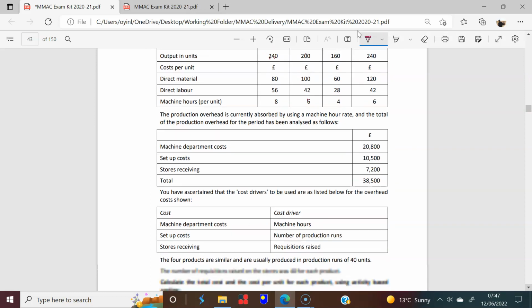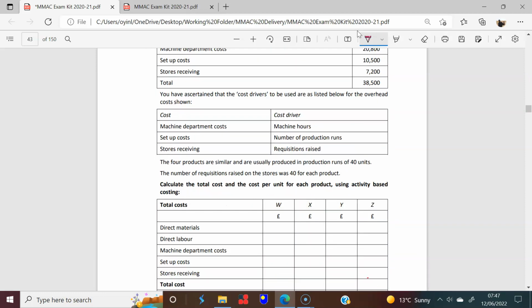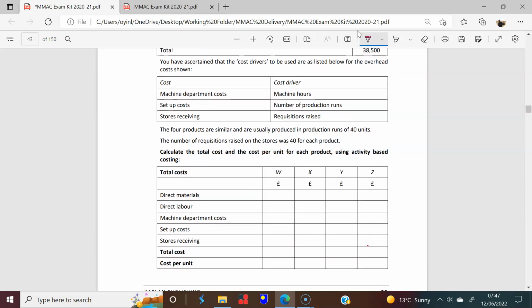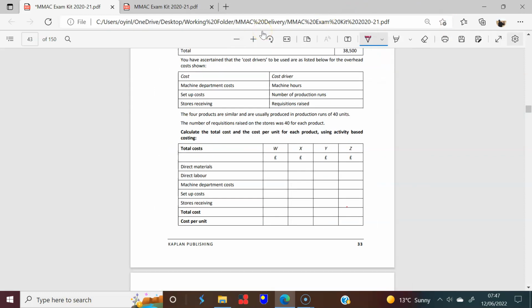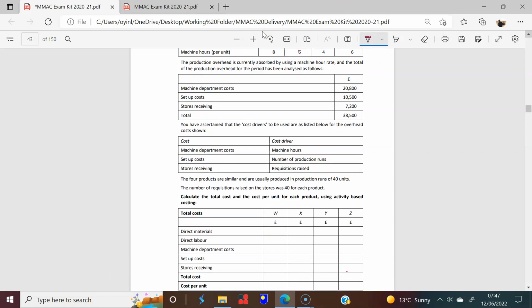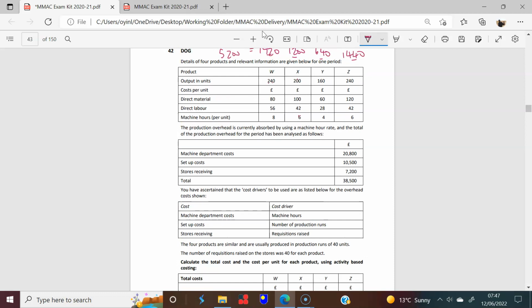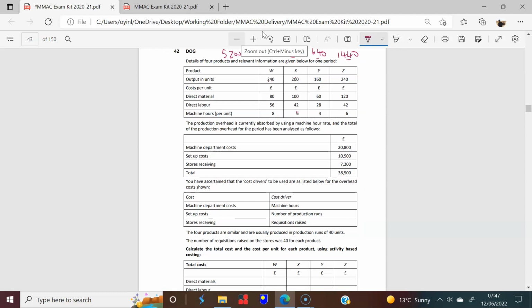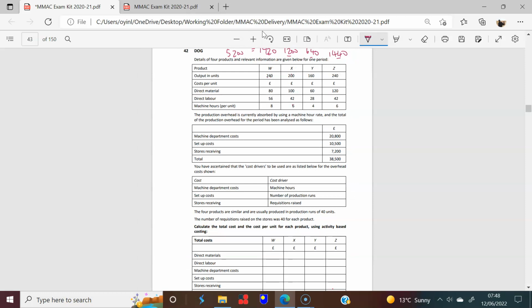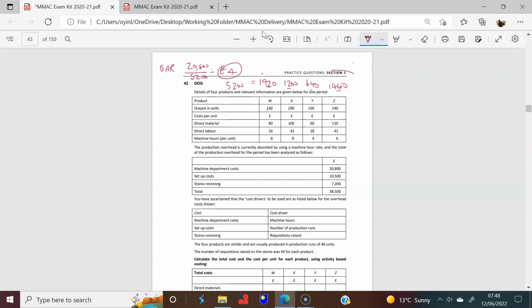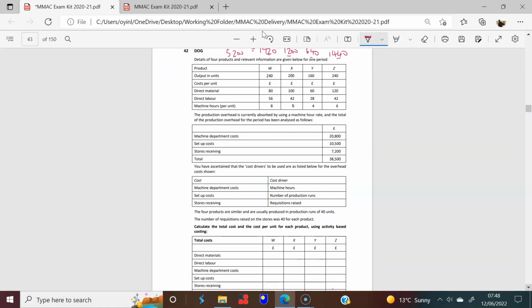So let me just come back here. It says calculate the total cost. I want totals, don't I? So let me just quickly do that here. Let me just do the departments. Let me just minimize this so I can see what I'm working with. Yes, that's 1920, isn't it?